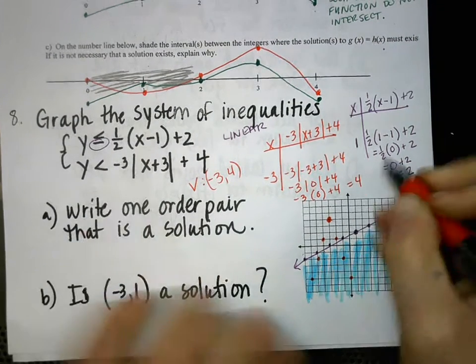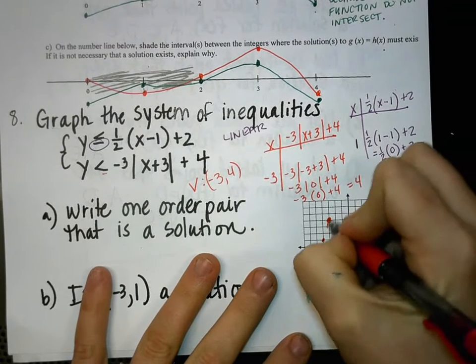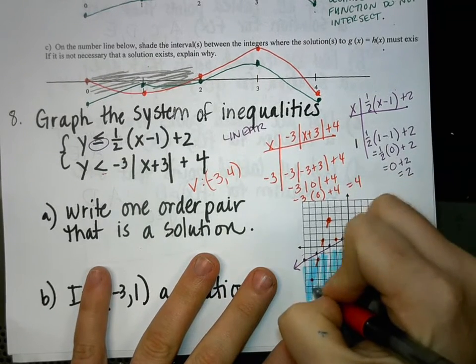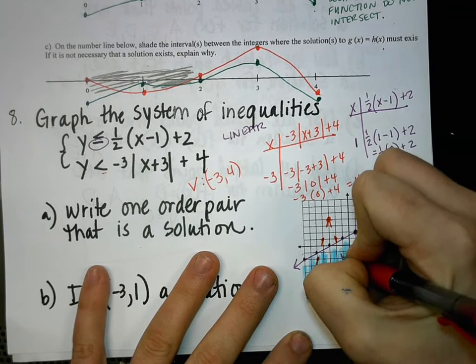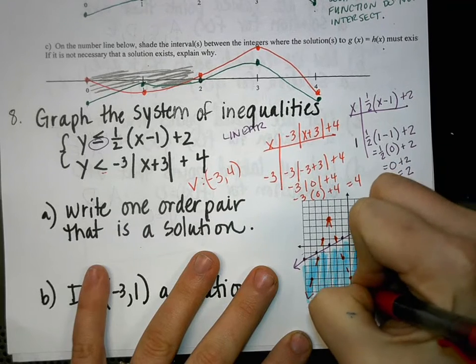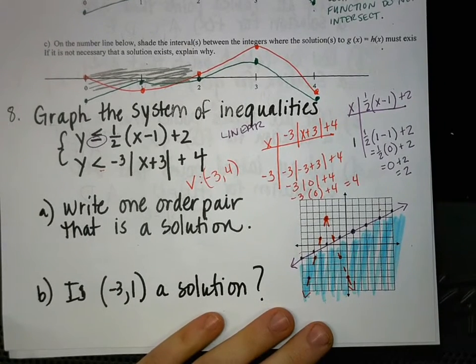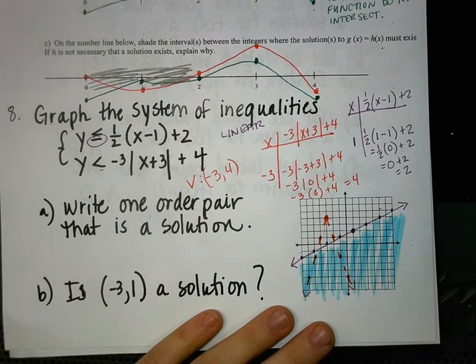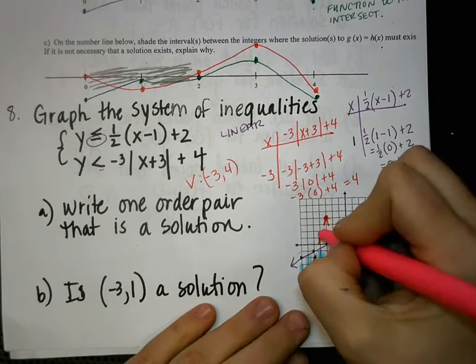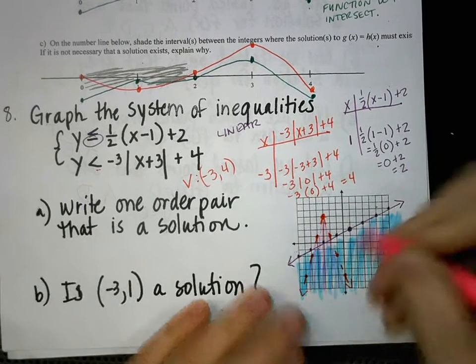All right, and then I don't have an equal to sign under this, so I need to do a dashed line. That means it's not equal to those points that cross on this dashed line. And then less than means to shade below, so I'm going to shade underneath the absolute value. And the solution is the part that overlaps.